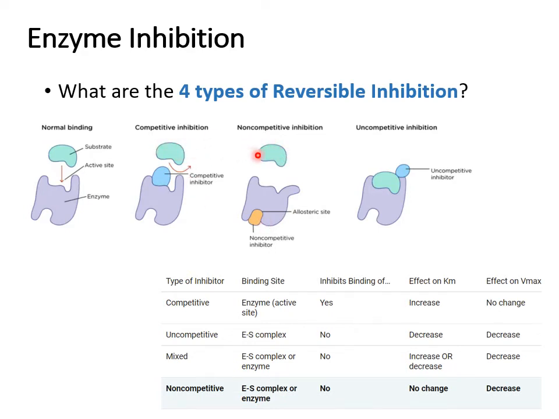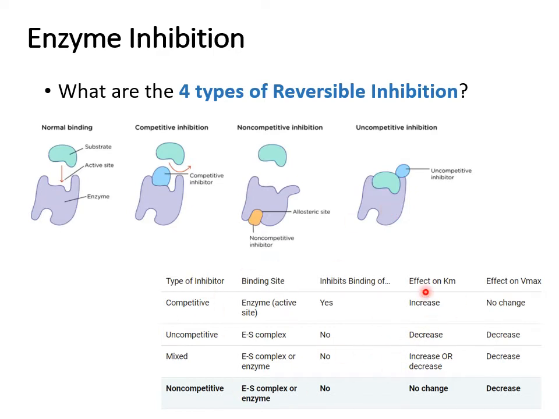Okay, so for instance, in the other two, you'll notice that the substrate is not bound to the enzyme. The substrate is this blob up here, the teal colored blob. In this last one, the only time the inhibitor can bind is if the substrate has already bound to that enzyme. So this is the ES, the enzyme substrate complex.